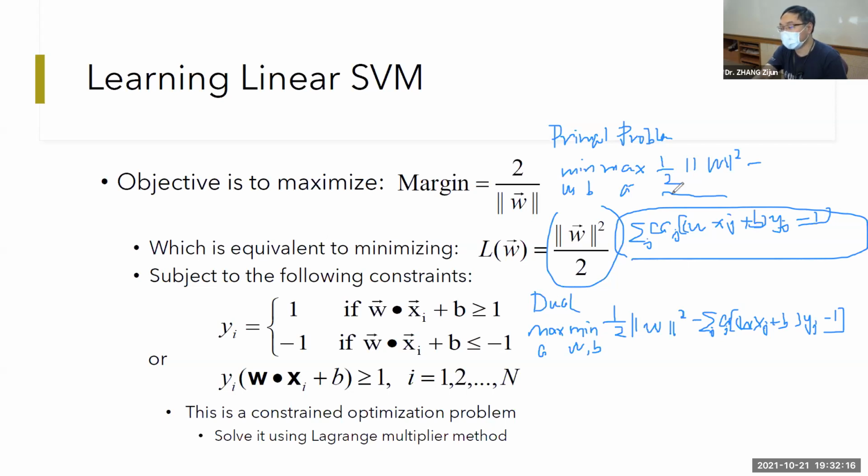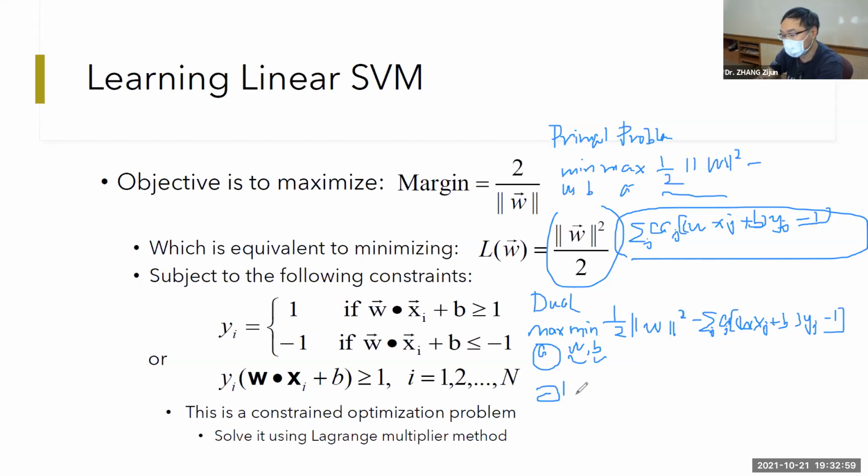This can be mathematically proven: the two problems are equivalent based on Slater's condition in convex optimization. So this is not always equivalent, but in this case it is. And we can solve this problem by solving such an optimization problem. We first fix alpha as a parameter and take the derivative of this loss function with respect to W and B.